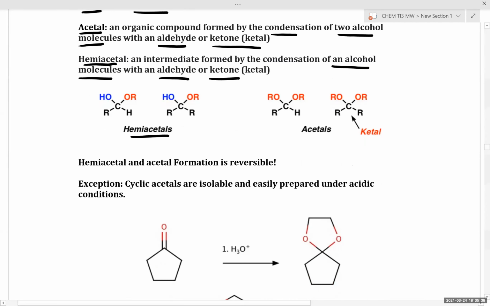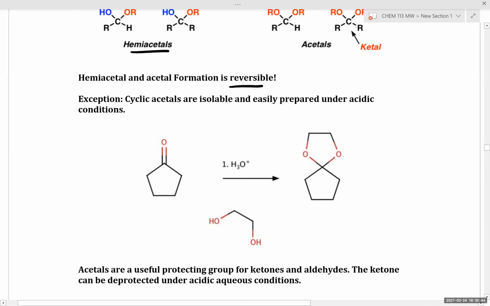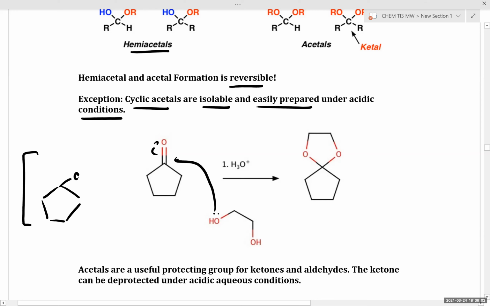Now, hemiacetal and acetal formation is reversible, with one very important exception. Cyclic acetals are isolable and easily prepared under acidic conditions. And part of the reason for that stems from the fact that you get an intermediate where your second equivalent of alcohol, your second nucleophile, is attacking via an intramolecular addition.